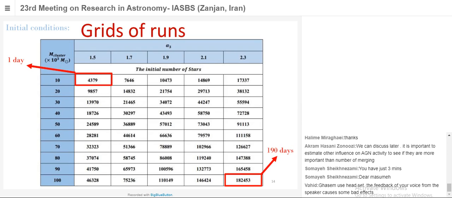In this table, the vertical column shows the initial mass of the models. You can see the alpha 3 here, and here is the initial number of particles of our models. For this model, with an initial number of nearly 4,000 particles, it takes 1 day to dissolve this cluster, and for this model, it takes 190 days.